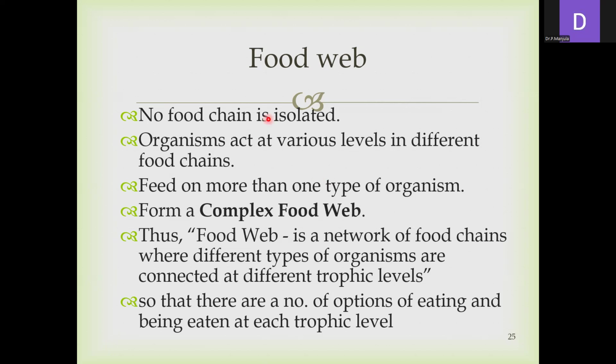The food web is a network of food chains where different types of organisms are connected at different trophic levels. So there are a number of options of eating and being eaten at each trophic level.